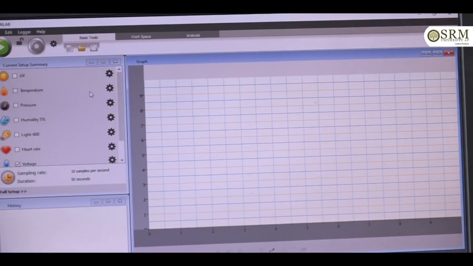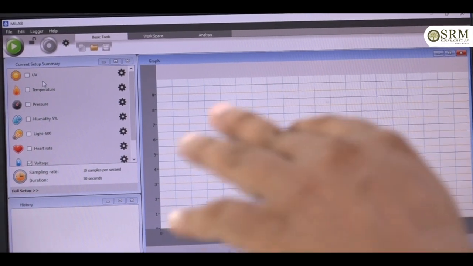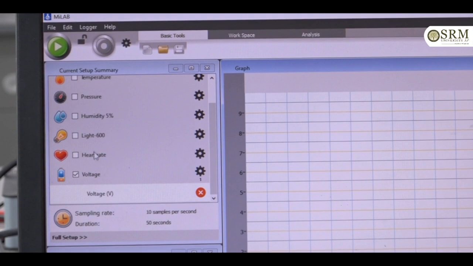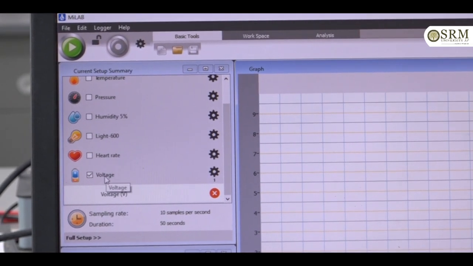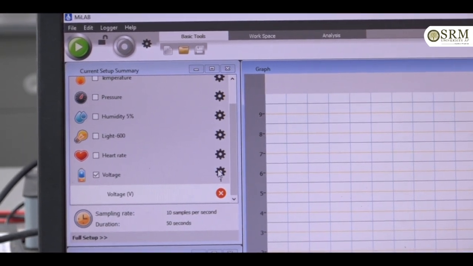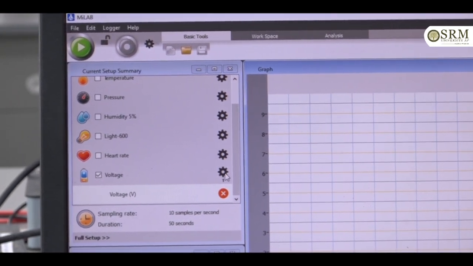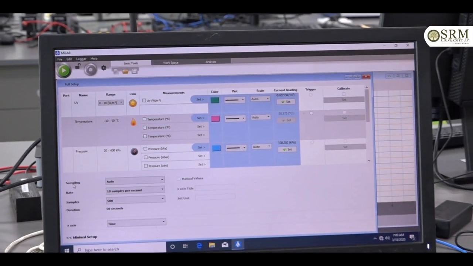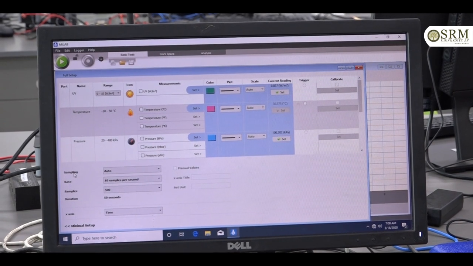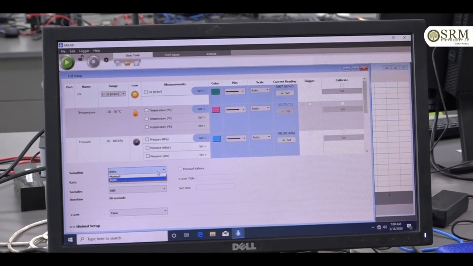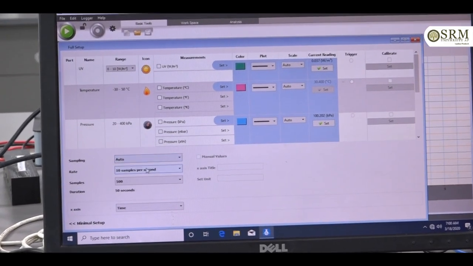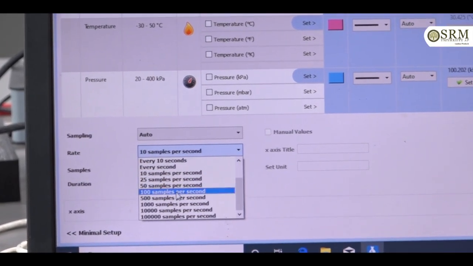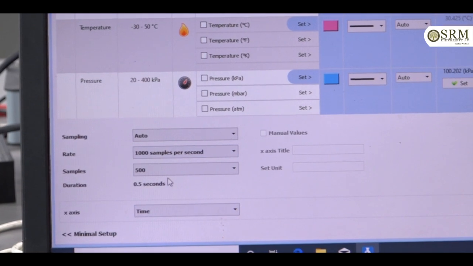Now we will check the dialog box on the left side of the screen. It shows UV, temperature, pressure, humidity, light, heart rate, and voltage. We need voltage, so we click the settings of the voltage. In those settings, for initial sampling there are two modes, auto and manual; keep it in auto mode. For the rate, we will take 1000 samples per second, which is constant.